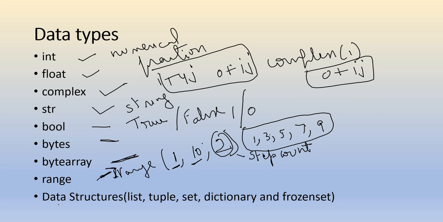And apart from this, we are having various kinds of data structures: list, tuple, set, dictionaries, and frozen sets. Like that, in the Python programming language, these are all various kinds of data types: int, float, complex, str, bool, bytes, byte array, range. Apart from the previous programming languages, the new things introduced here are complex, bytes and byte array (also in Java), range, and list, tuple, set, dictionary, and frozen set. These are all the new things in Python.